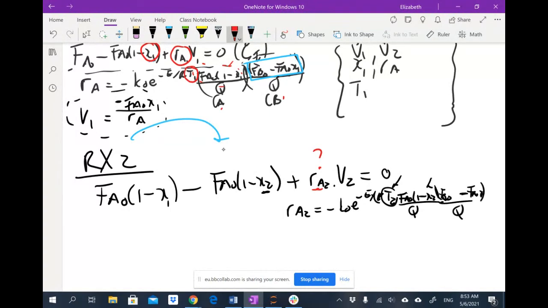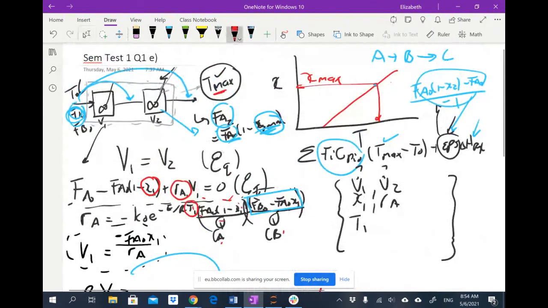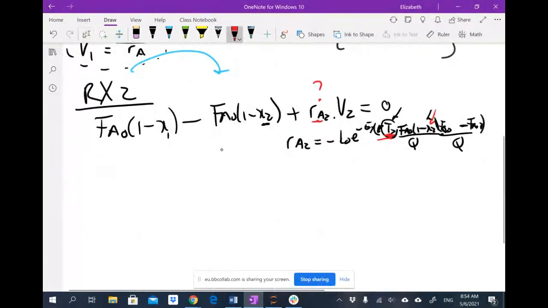Let's check for unknowns. This is specified. This was the condition that you have to meet. x2 you calculate using that original calculation from my overall energy balance. So I already used this energy balance in order to calculate my x2 prior to my trial and error procedure. So therefore, if I make volume 2 now the subject of that equation, I can write it in terms of these two molar flow rates. So that is going to be equal to FA naught (1 minus x2) minus FA naught (1 minus x1).